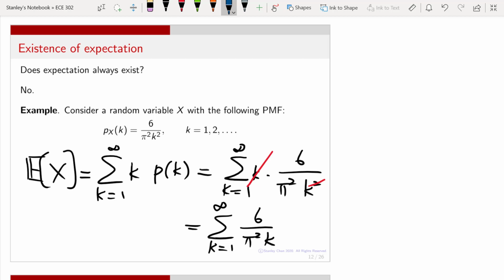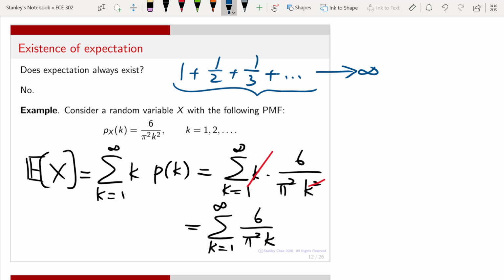Now, one thing to notice is that 1 plus 1 over 2 plus 1 over 3 and so on, this infinite series is actually going to infinity. And therefore, if you plug this result into here, you can see that the expectation is going to infinity, and therefore the expectation of the random variable x does not exist. It is a legitimate random variable, this x. However, the expectation does not exist.